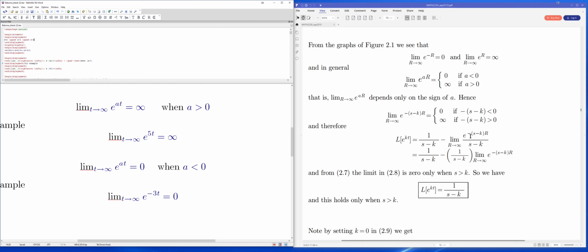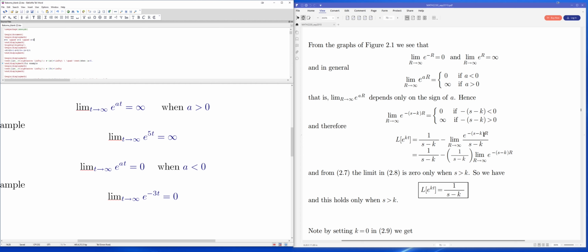What this limit works out to be really hinges on what this minus s minus k is. So if the minus s minus k, the coefficient of the r, is negative, then you're in this case over here where you have a negative coefficient.